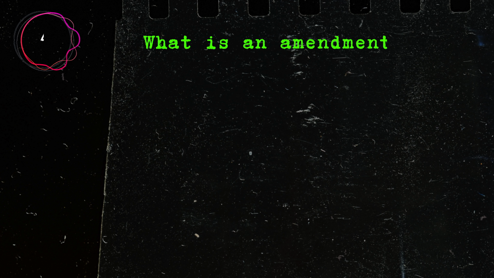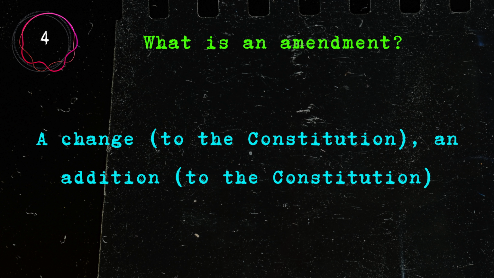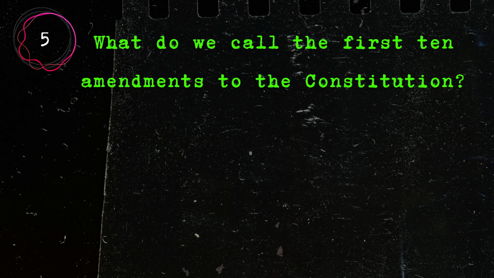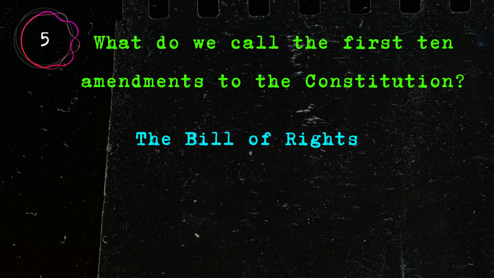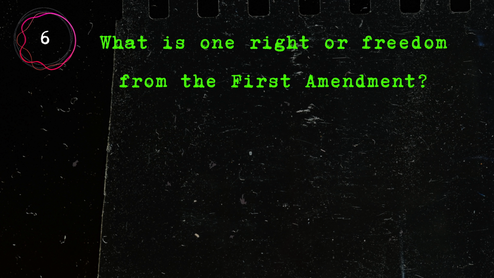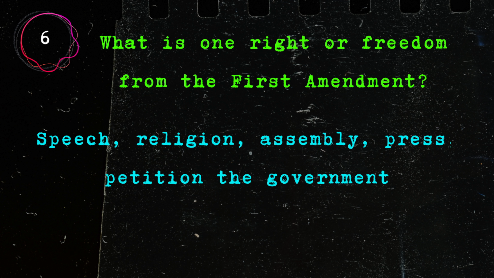What is an amendment? A change to the Constitution, in addition to the Constitution. What do we call the first 10 amendments to the Constitution? The Bill of Rights. What is one right or freedom from the First Amendment? Speech, religion, assembly, press, petition the government.